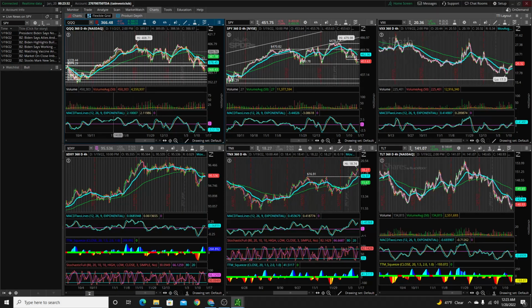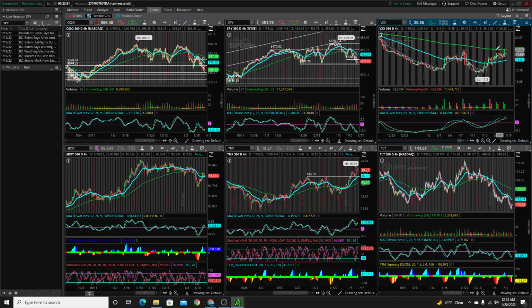So we have QQQ, which is NASDAQ, which is tech heavy. We have SPY, which is the S&P 500, the top 500 companies in the United States. We have VIX, the volatility index. So plotting the major support and resistances on VIX may show when the market may increase in volatility.